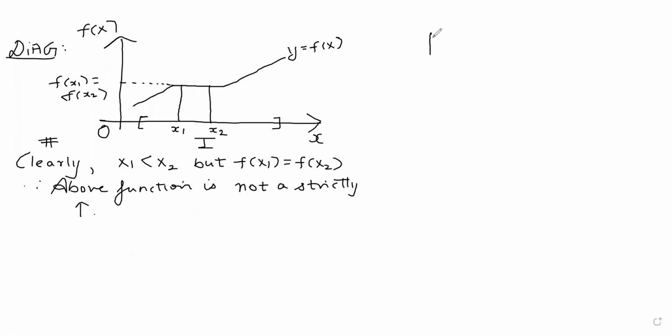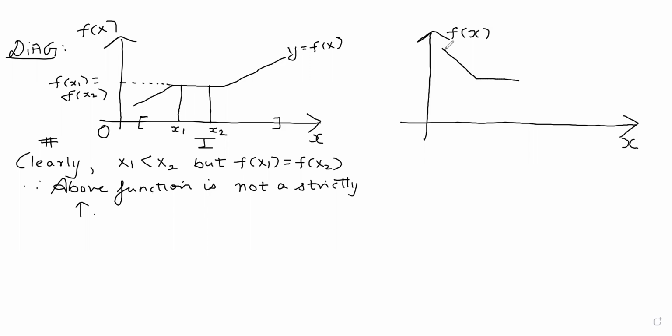Similarly, I can draw another graph. Suppose this is x on the horizontal axis and f of x on the vertical axis. Suppose I have a function like this. Suppose this is the graph of y equal to f of x. Now again, suppose this is my closed interval I.